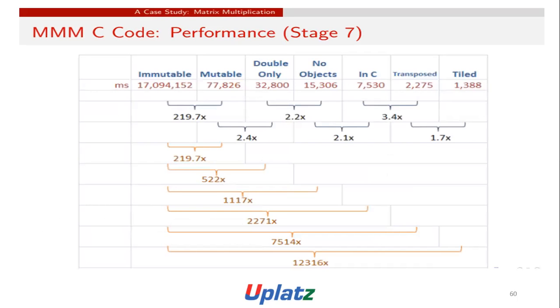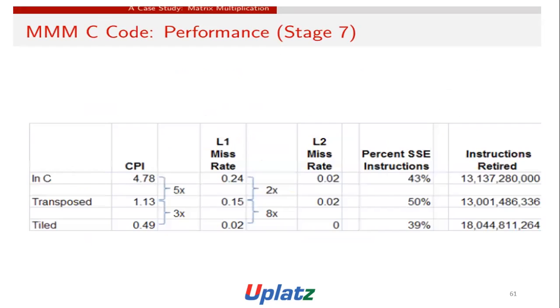In stage 7, we get a performance improvement of 12,316x. We use the tiled one as well. In C, we get CPI 4.78, transpose 1.13, and tiling becomes 3x better, 2.49. L1 miss rate is reduced to 0.02. L2 miss rate is 0. Percentage is 36%. Instructions retired is more than 18 billion.